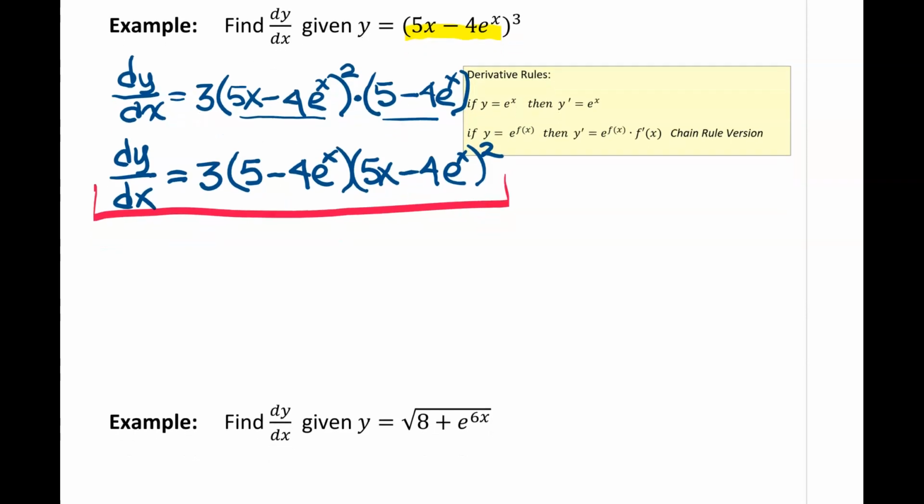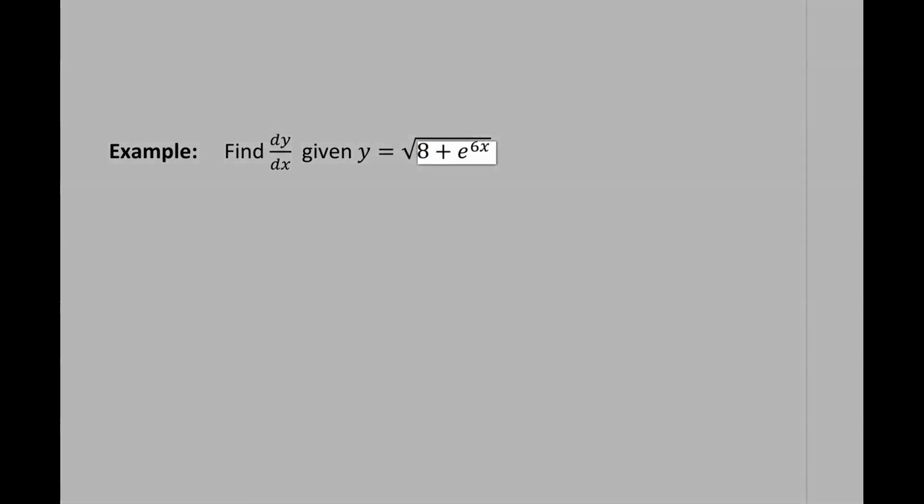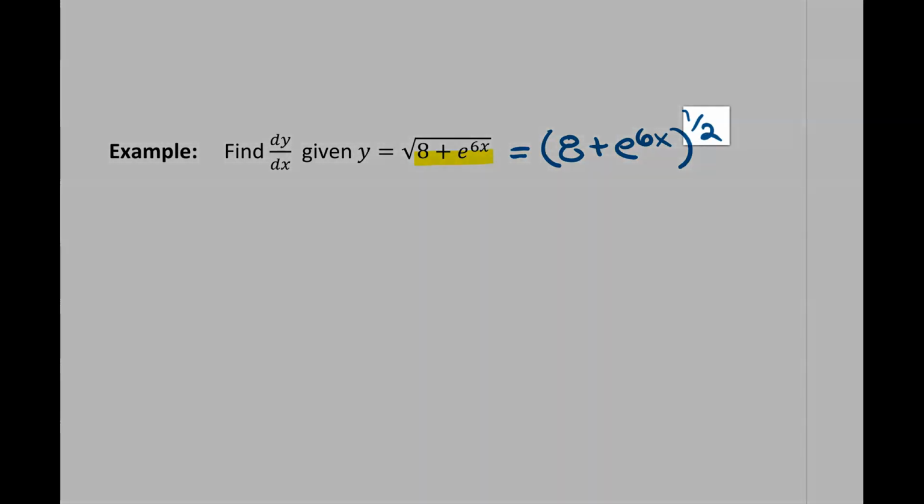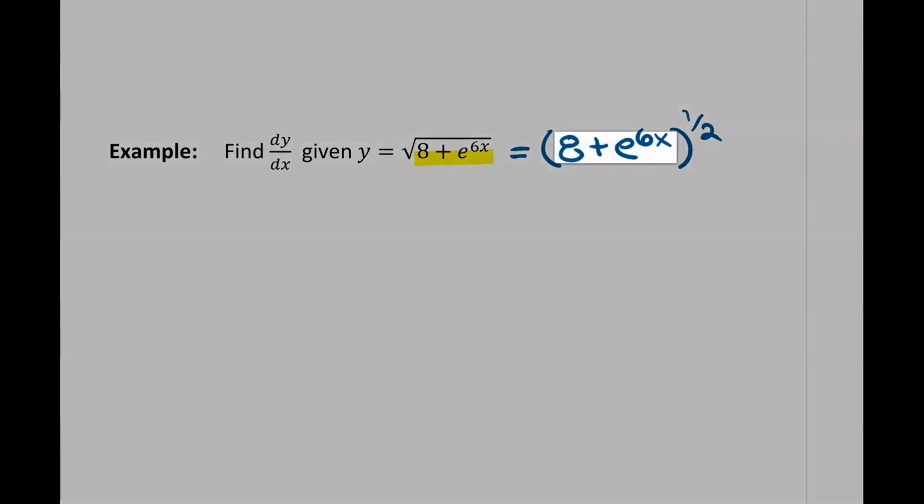Okay, our next example is going to involve another chain rule because we have an inside function here, this 8 plus e to the 6x. It's inside of a square root function. And before I even go any further, I'm going to rewrite that square root function as an exponent. That's going to make it very similar then to the problem I just did, where I have an outer function, which is the exponent, and an inner function, which is the 8 plus e to the 6x.